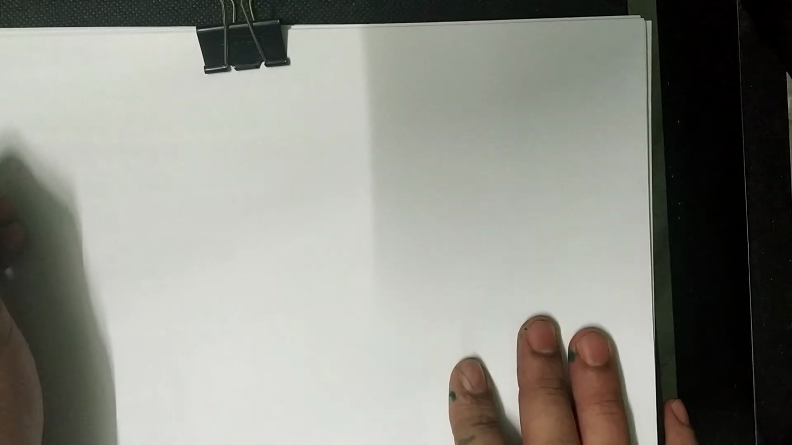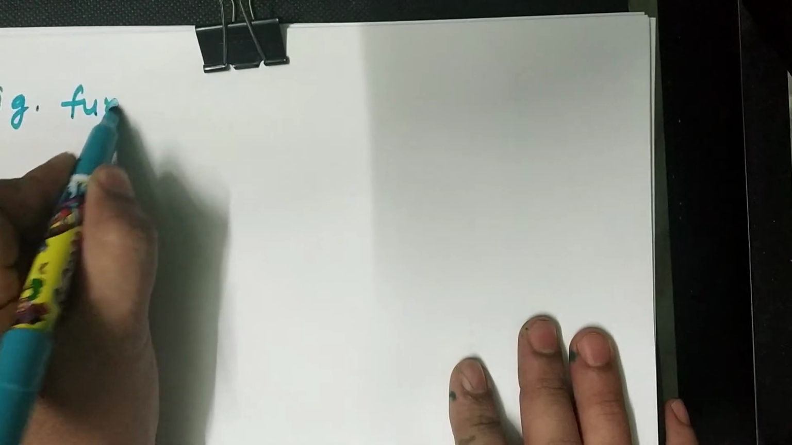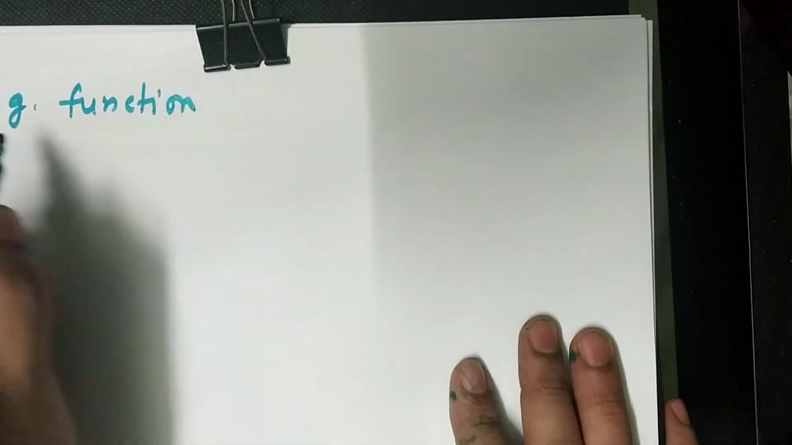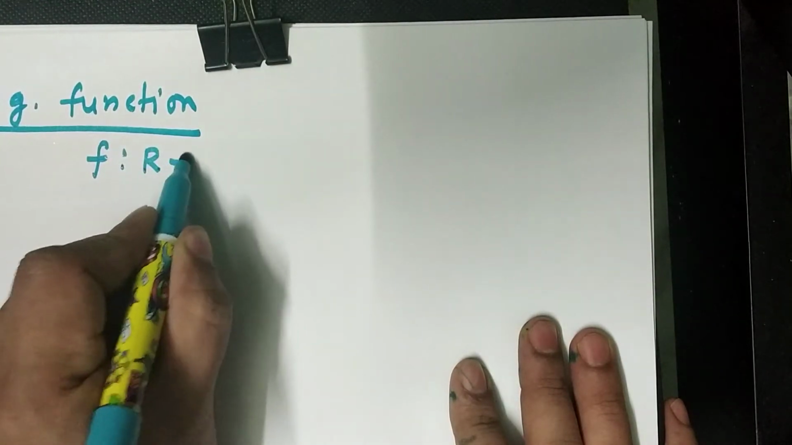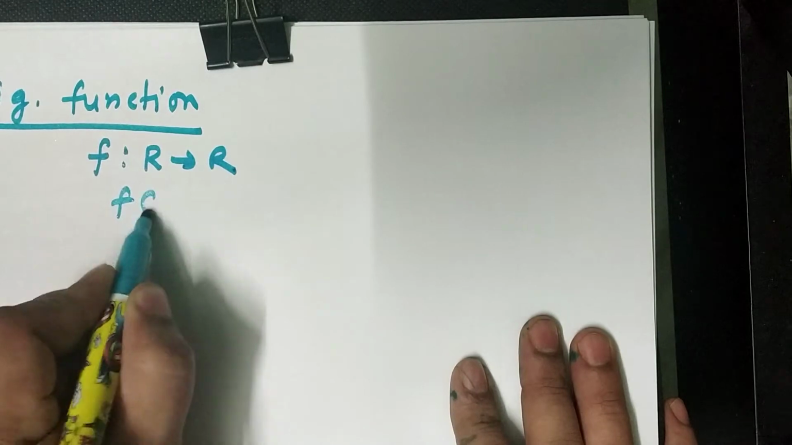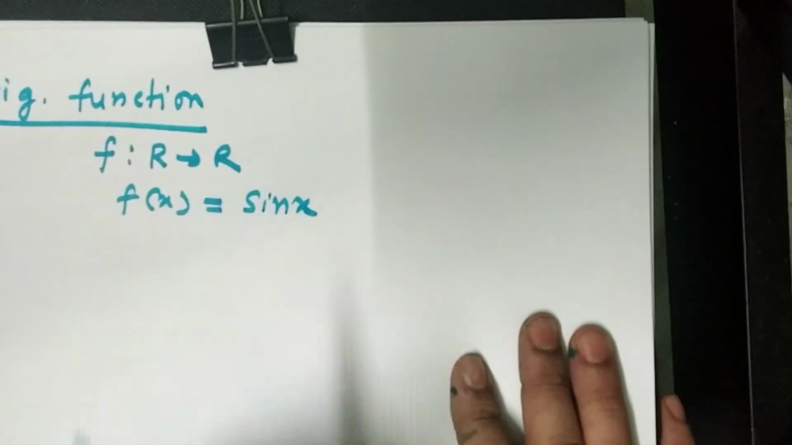Now let us consider the third case, the third concept, trigonometric function. What we'll do, we'll consider a sine function. Let f be a function from R to R such that f of x equals sine of x. So this is the sine function.